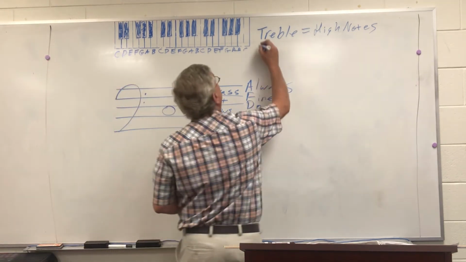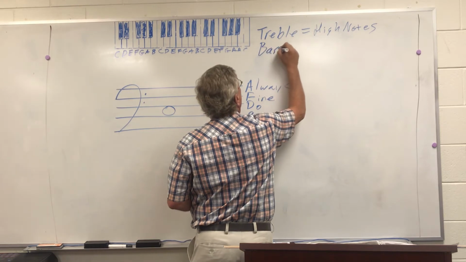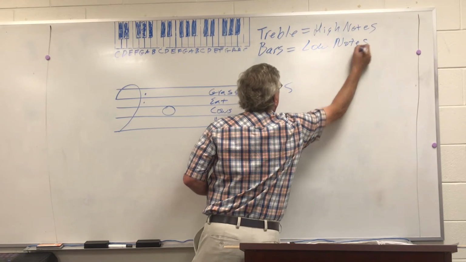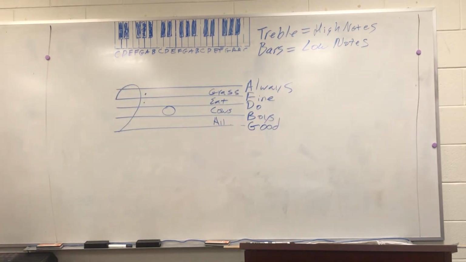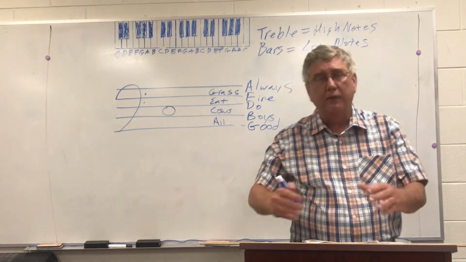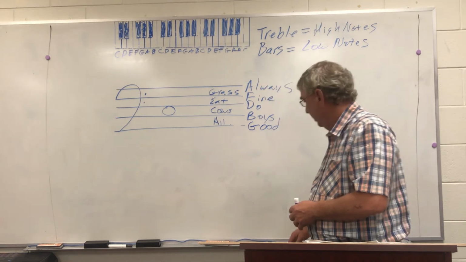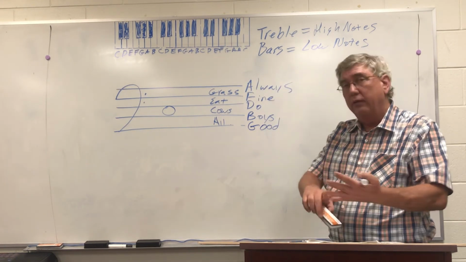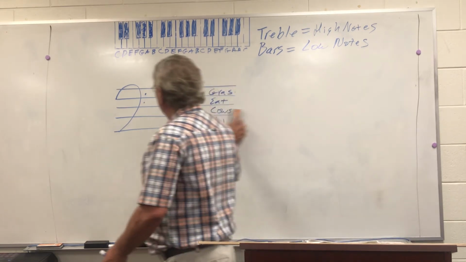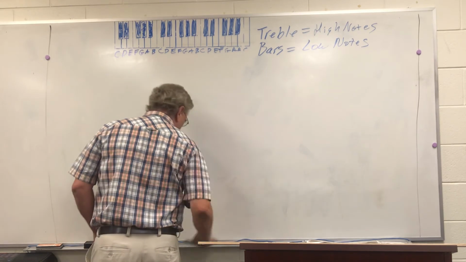Now, if treble means high notes, bass must mean low notes. Bass clef are the low notes, and that's the staff that the tuba is playing. You will need to know the names of your lines and spaces for treble and bass clef, and know that bass clef are low notes, treble clef are high notes.